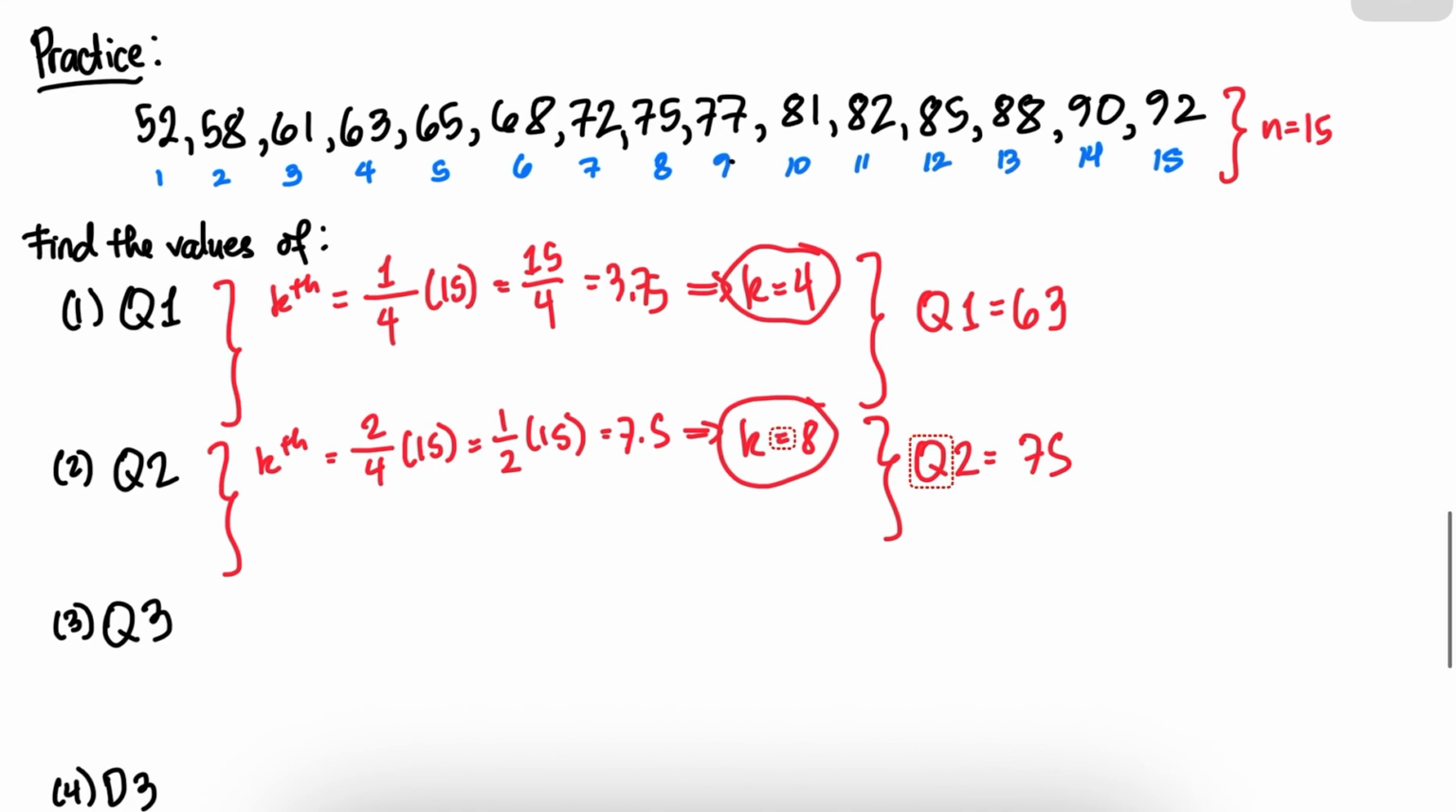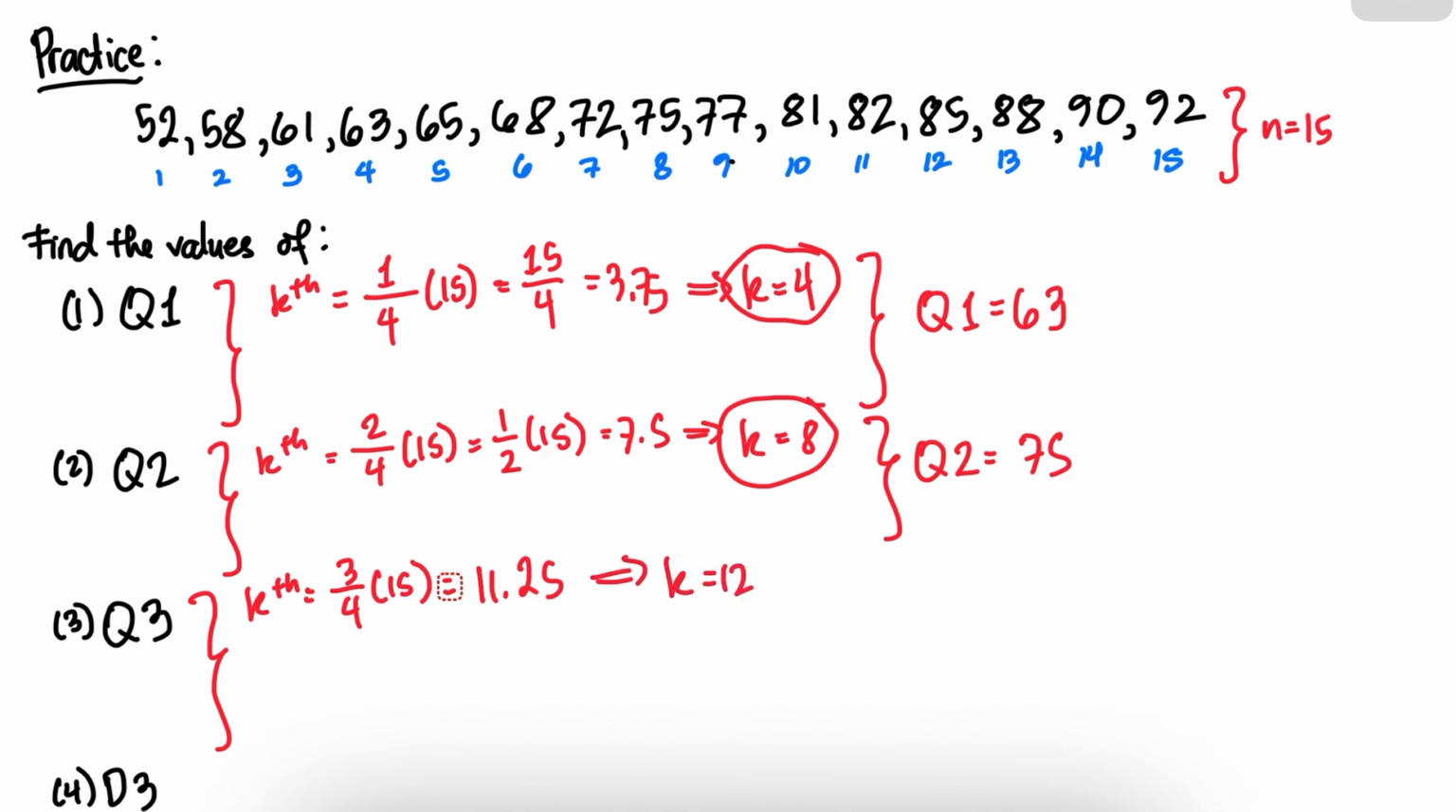Going ahead with our Q3, similar procedure. Kth value is equal to 3 over 4, multiply that by 15. Let's do the math. You can use a calculator again to divide it by 4, multiply it by 15. That's going to give us 11.25. Okay, so 11.25 is going to give us a kth value of 12 by rounding off. So we need to determine the 12th value. That's going to be 85, and that's our Q3. Okay, so Q3 equals 85.